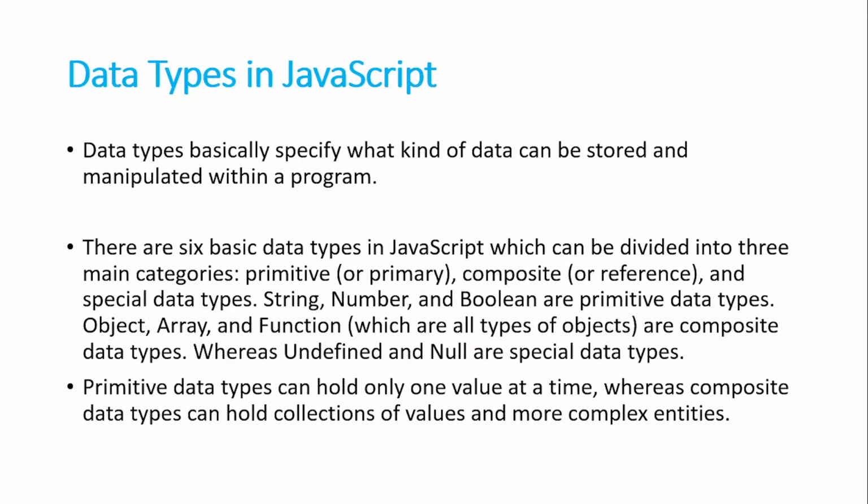Primitive data types can hold only one value at a time, whereas composite data types can hold multiple values and more complex entities. Just like array, object, and functions, they can store more values than a normal primitive data type.